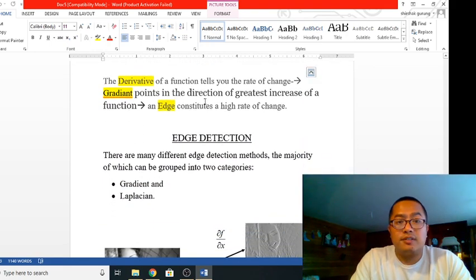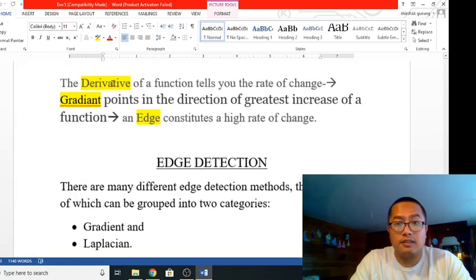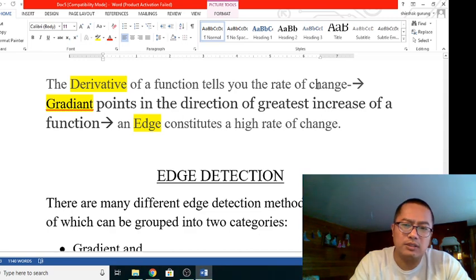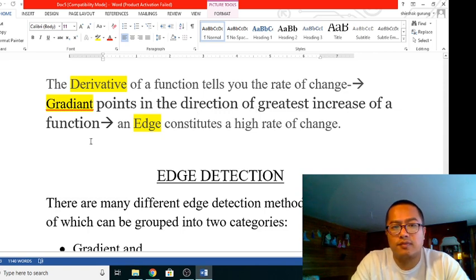Now here I have summarized this. I'll increase this. Okay, the derivative of a function, when you take d by dx of a function, it tells you the rate of change. How fast, how will the output change with the smallest change in input x. The derivative tells you the rate of change, and the gradient points to the direction of the greatest increase of the function, and an edge constitutes a high rate of change. So edge bhaneko high rate of change ho.